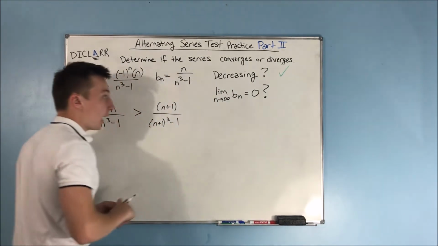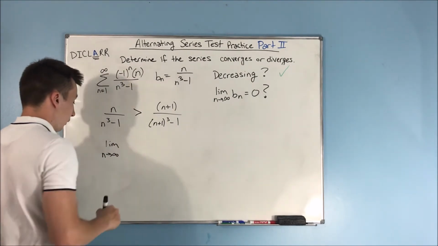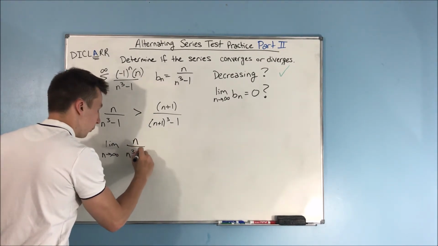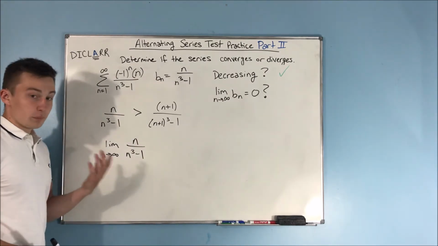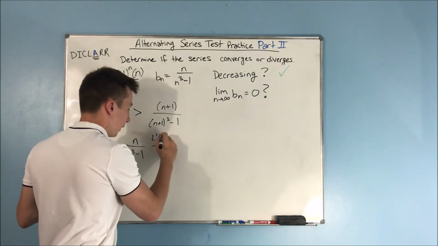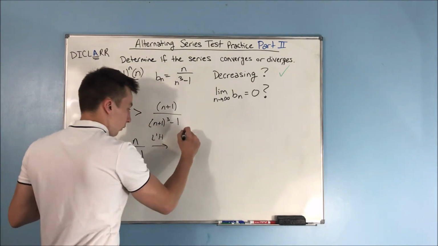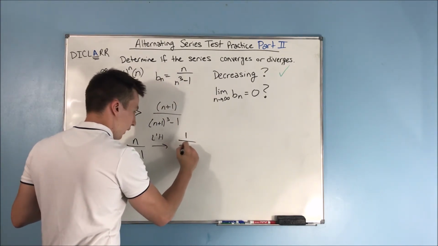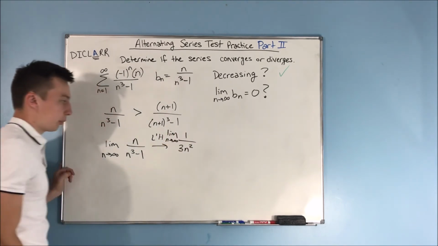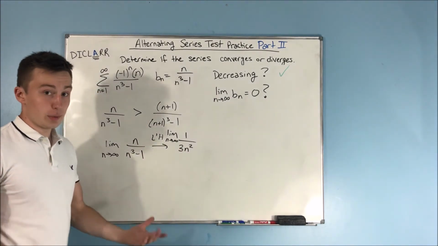Now, is the limit as n approaches infinity of that b sub n equal to 0? Well, the limit as n approaches infinity of b sub n is n over n cubed minus 1. And again, you can do L'Hopital right here if you really want to. It actually might be a little bit quicker than dividing everything by n cubed here. Up to you. You can get 1 over 3n squared. And of course you have to put your limit notation in. Don't forget that. It's easy points off.